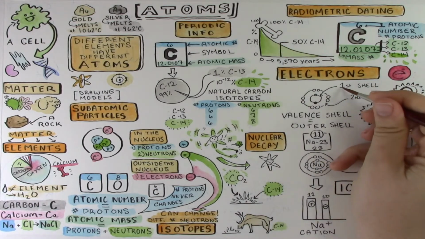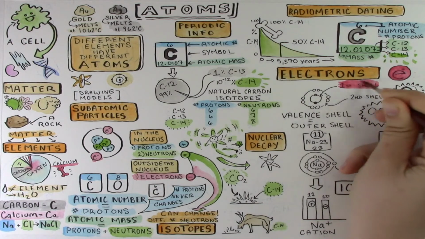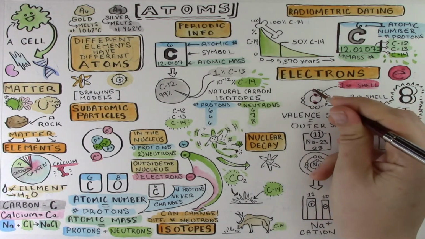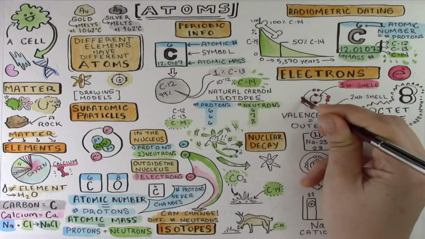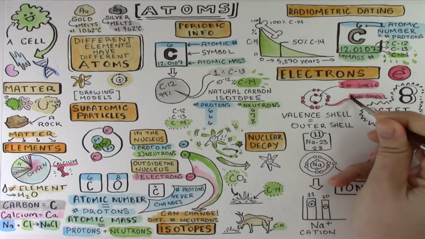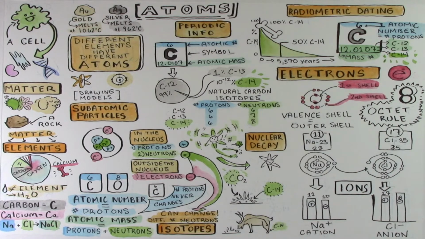The second shell can only fit 8 electrons. So if an atom has 10 electrons, 2 go in the first shell, and then it completely fills its second shell with the remaining 8. If an atom has 11 electrons, 2 go in the first shell, 8 go in the second shell, and then 1 goes into the third shell. There are certainly more complicated electron shell filling rules, but for the purposes of general biology, 2 in the first shell and 8 in the second shell will get us where we need to be.